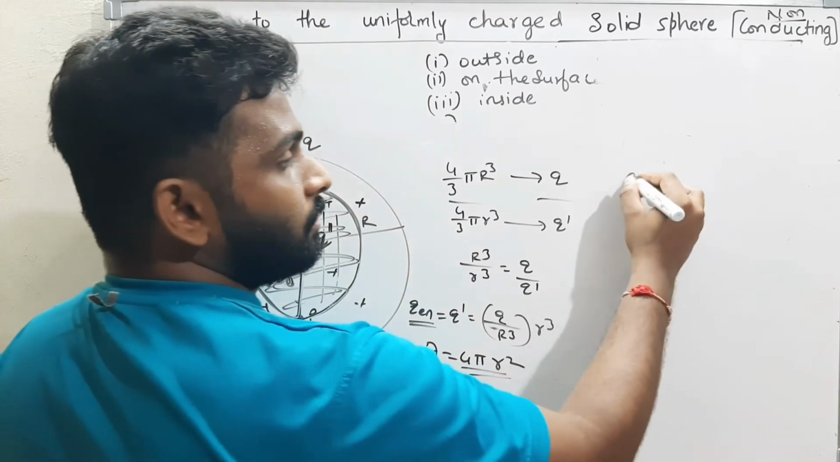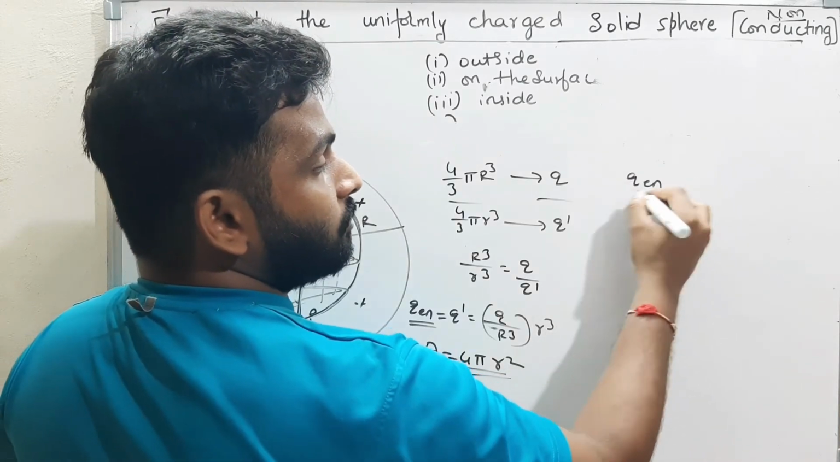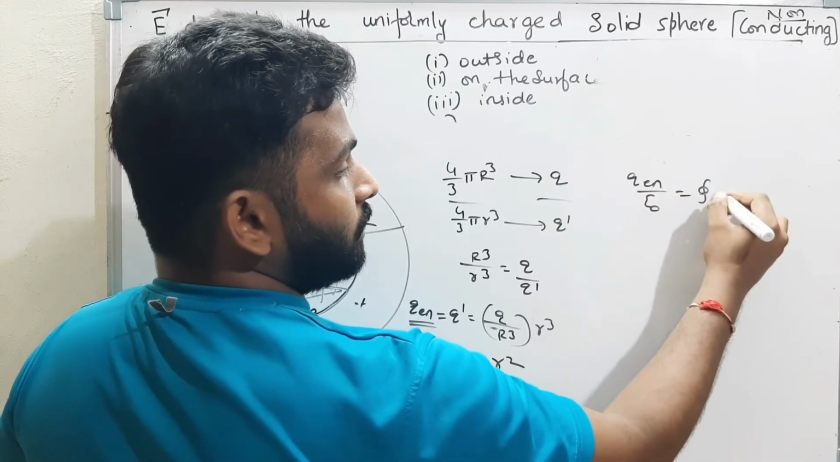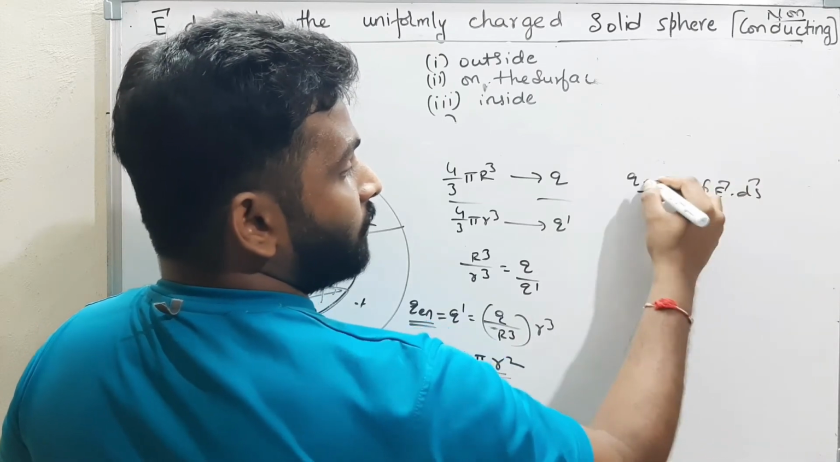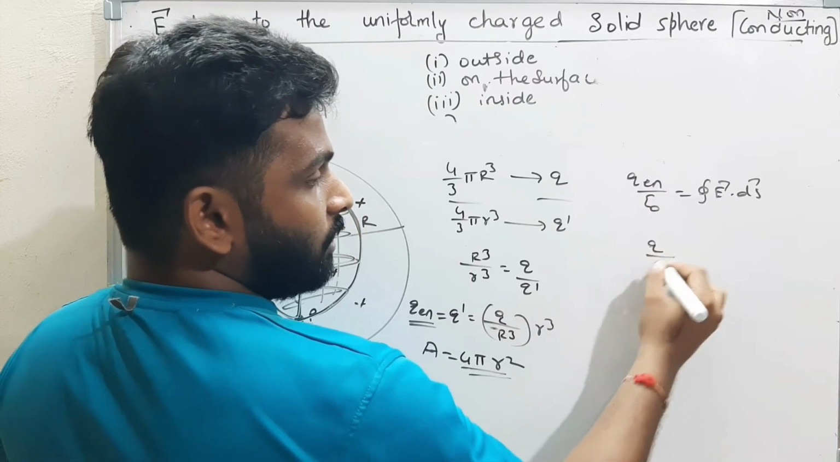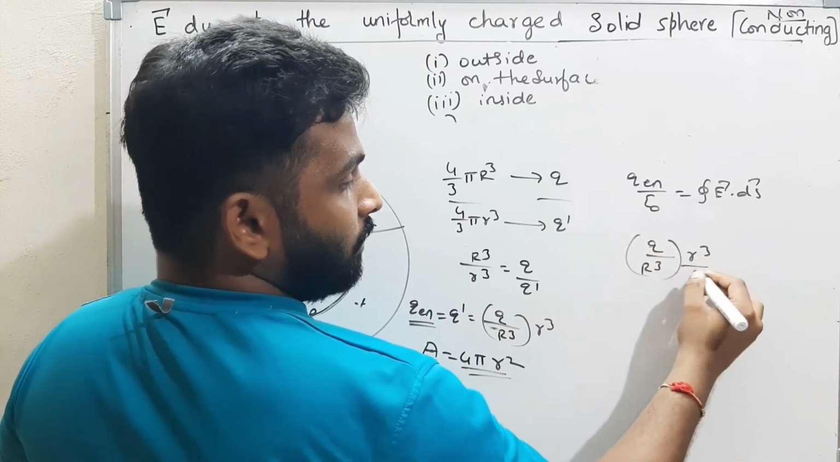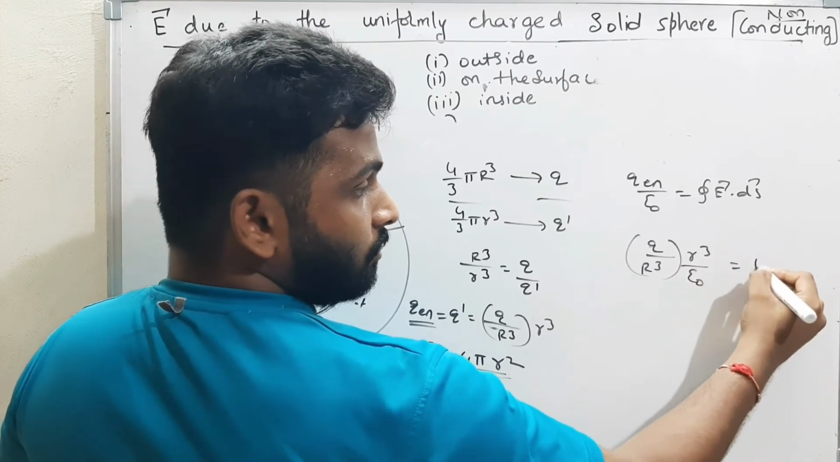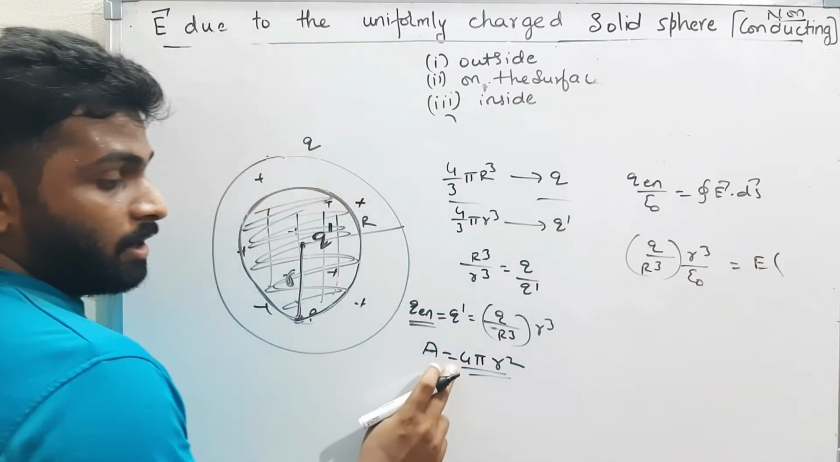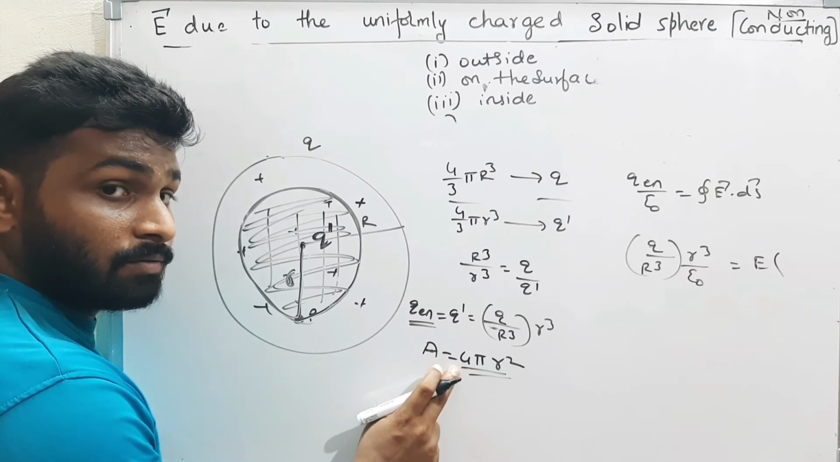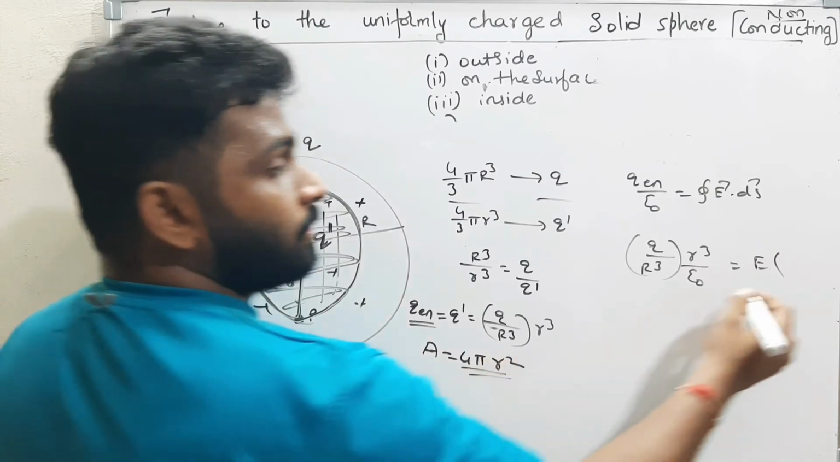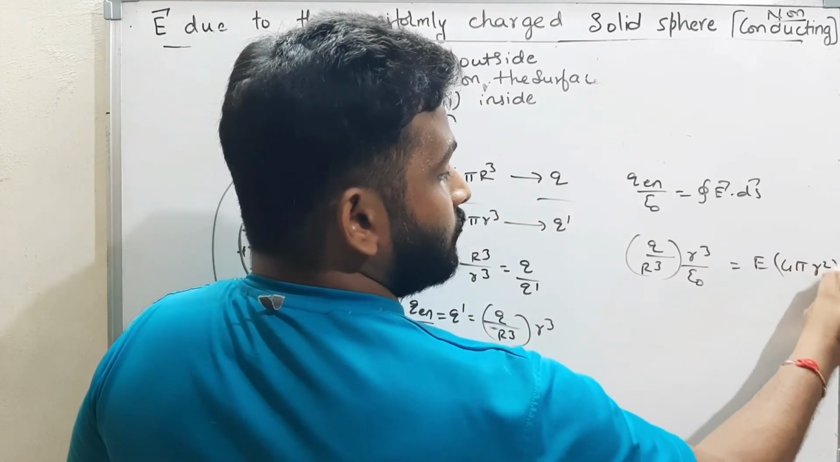If we use the formula, q enclosed by epsilon naught must be equal to the surface integral of E bar dot ds bar. Q enclosed is how much? Q by capital R cube into small r cube, by epsilon naught, must be equal to electric field into area. What is the surface area of the Gaussian surface? That is 4 pi small r square.